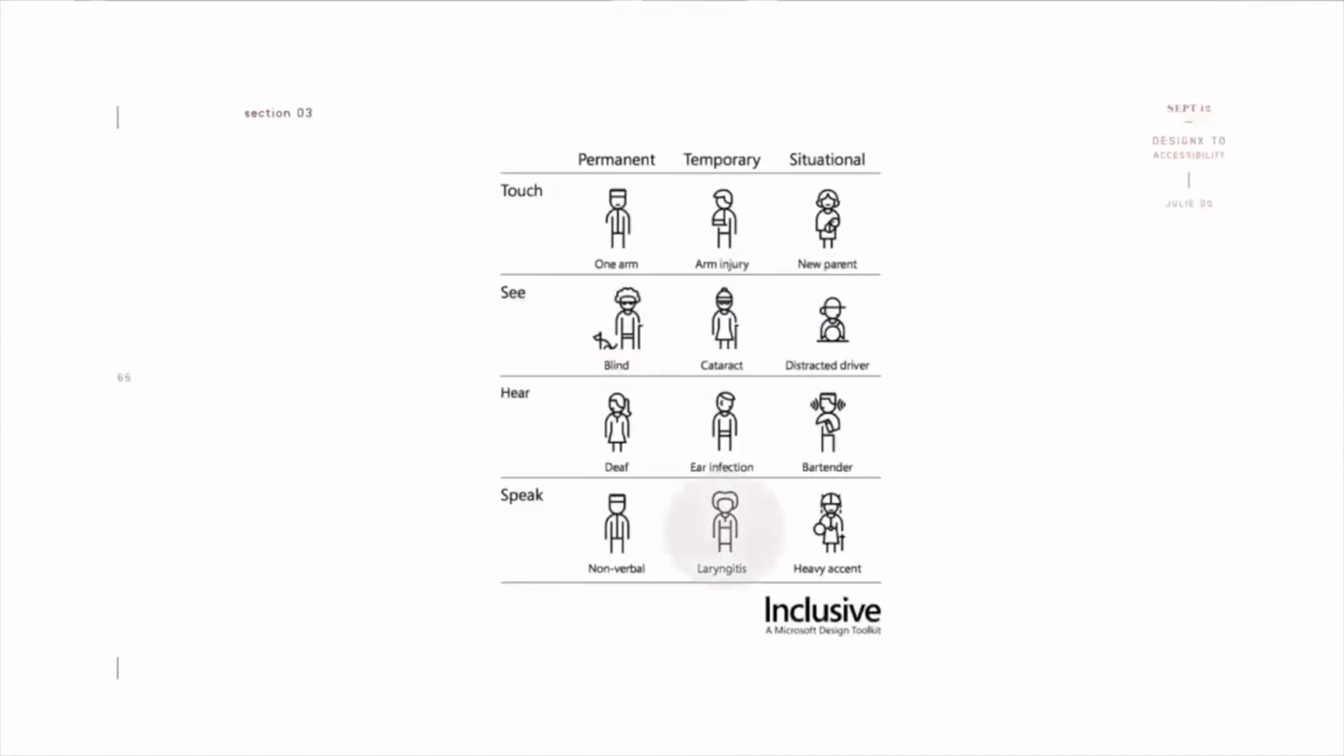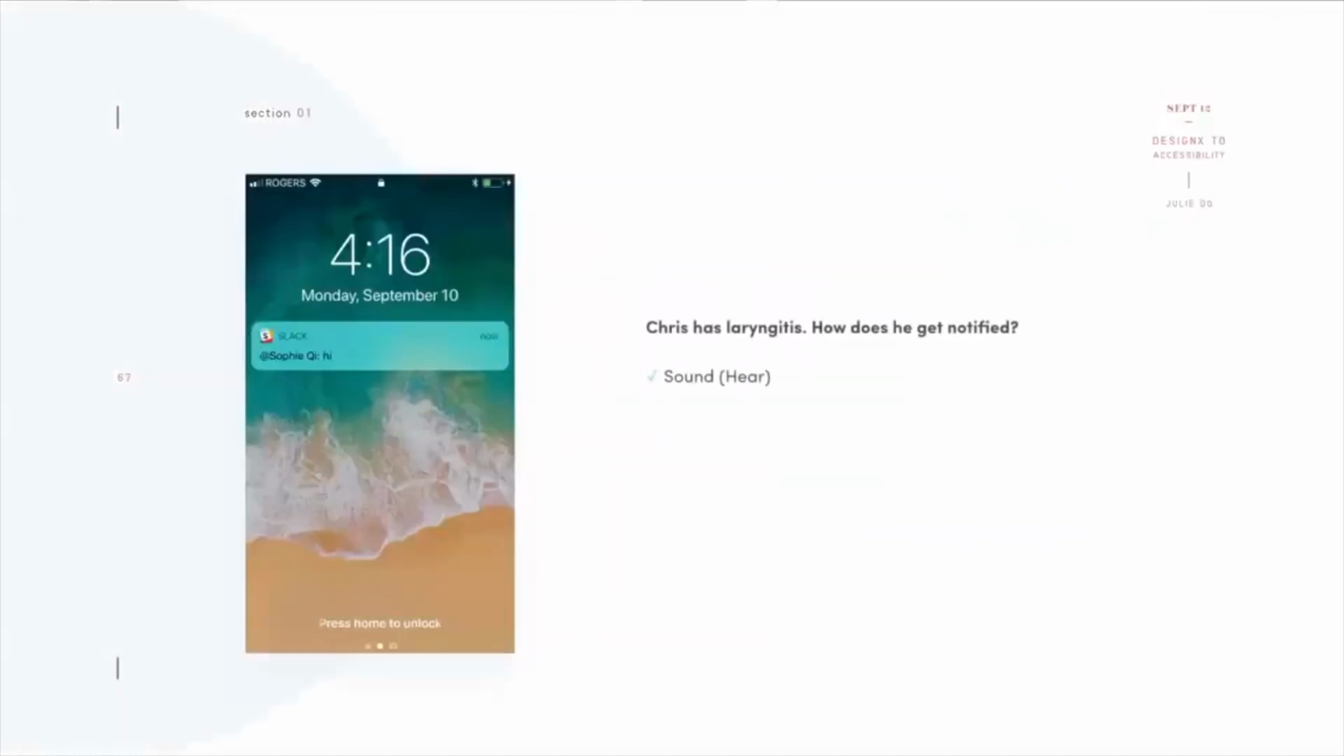And the last example is someone who has a temporary condition, in this case laryngitis, so they can't speak. How does this person receive notifications? In this scenario, it's a Slack notification on a device. How does Chris get notified? Even though he can't speak, he can hear, so he heard the notification. He felt the notification on the app, and he can also see the notification. So you can see how the different layers of communication serve a broader range of audience when it comes to receiving feedback.